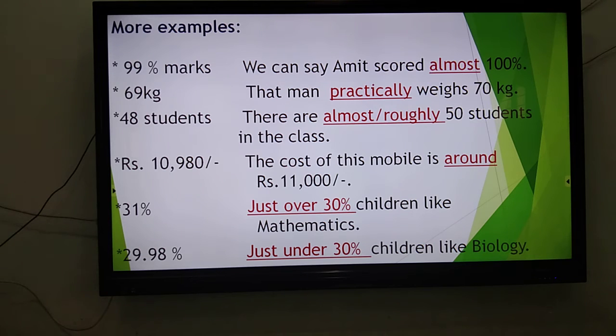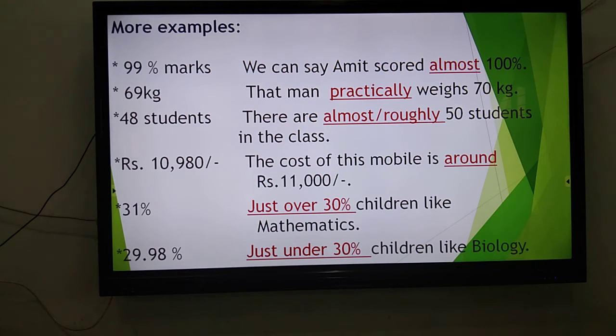Some more examples. 99% marks. Now if a student has scored 99% marks, we can say Amit scored almost 100%. He was just 1% short of 100. If a person weighs 69 kilograms, we can say that man practically weighs 70 kilograms. Practically, just almost. With 48 students, we could say there are almost or roughly 50 students in the class.